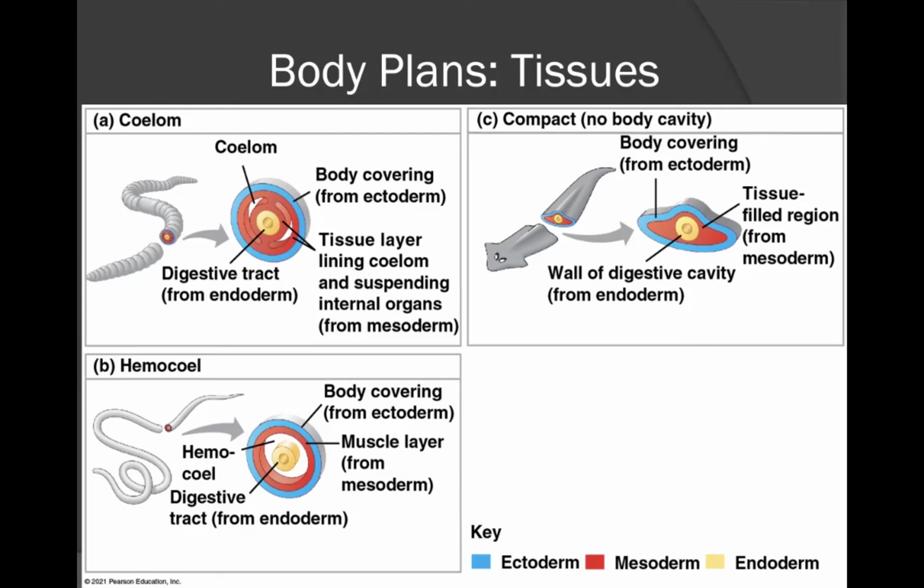In the hemocoel, however, we have a body cavity that exists between the digestive cavity or original endoderm and the mesoderm. As a result, this is not considered to be a true coelom because it does not derive only from the mesoderm. In an acoelomate, note that we do not have a body cavity. Here we have the endoderm, which leads to the development of the digestive cavity, which is immediately surrounded by the mesoderm and then the ectoderm.